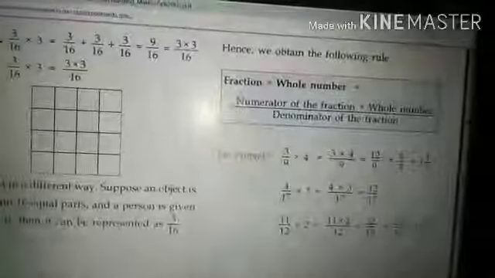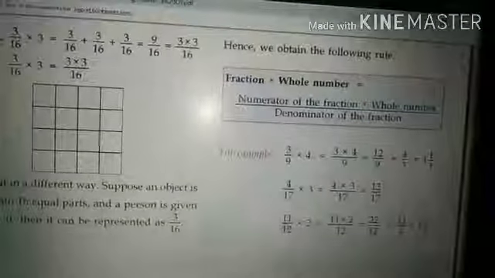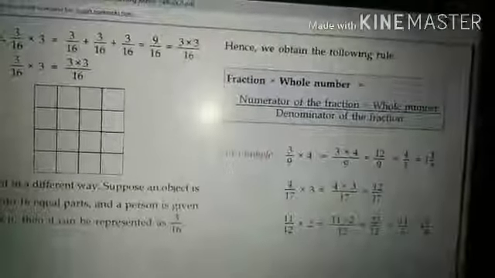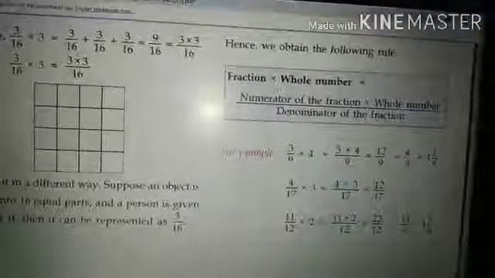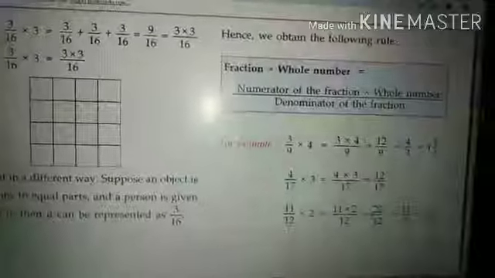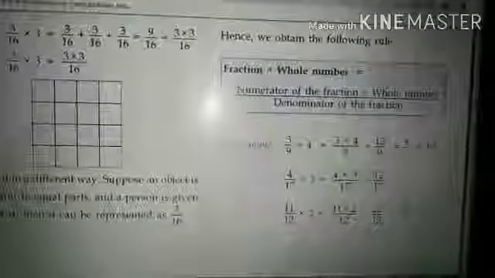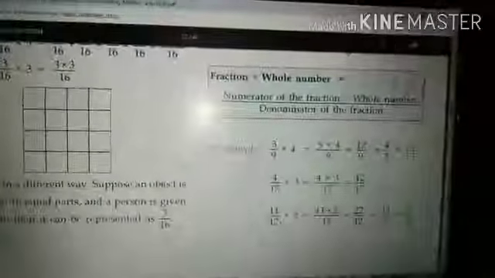And the third example, 11 upon 12 multiplied by 2. Who will multiply with 2? 11. 11 into 2 is equal to 22 upon 12. We can see this can be divided by 2, so it becomes 11 upon 6. This is also which type of fraction? Improper fraction. So we can write it as a mixed fraction.